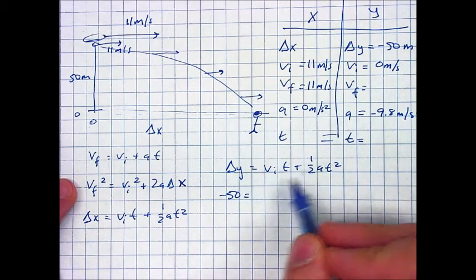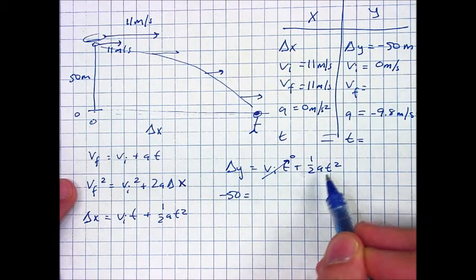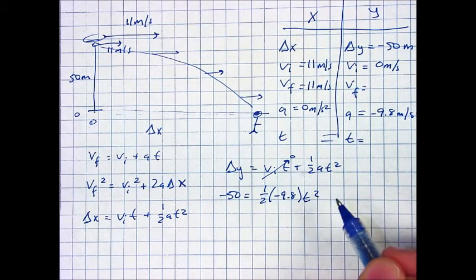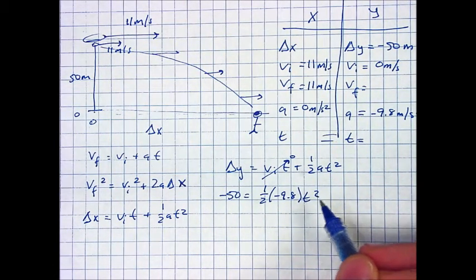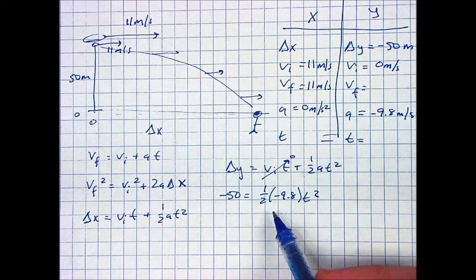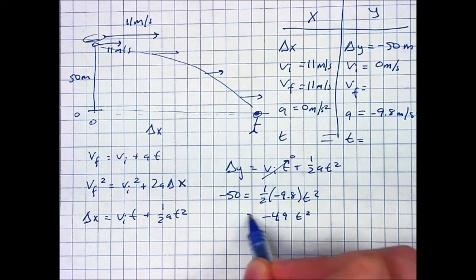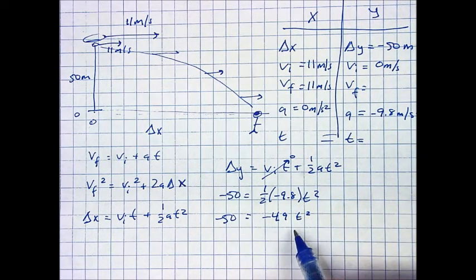But v initial is going to be 0, so this whole term is just going to go to 0. And so you have 1/2 times negative 9.8 t squared. So I have my calculator with me. You could do this a number of ways, it's all math, but you just do 0.5 or 1/2 times negative 9.8, and that gives you negative 4.9 t squared is equal to negative 50. So you would divide both sides by negative 4.9, and when you do that, you get t squared is equal to 10.2 approximately, and that'll actually give you seconds squared if you follow the units.